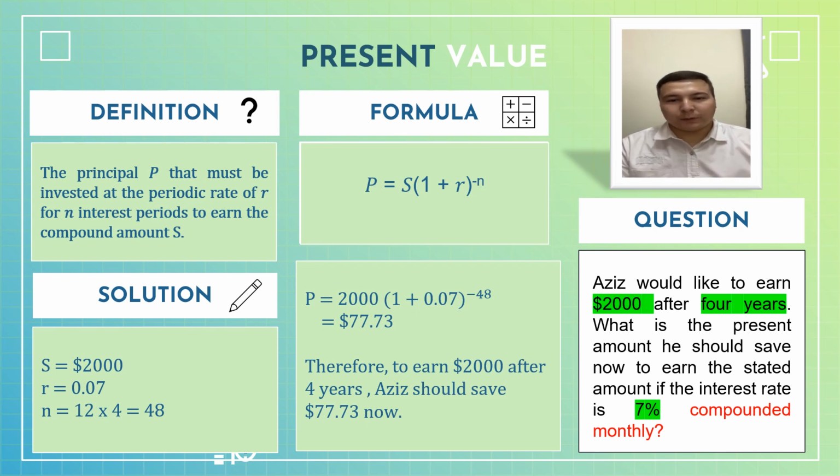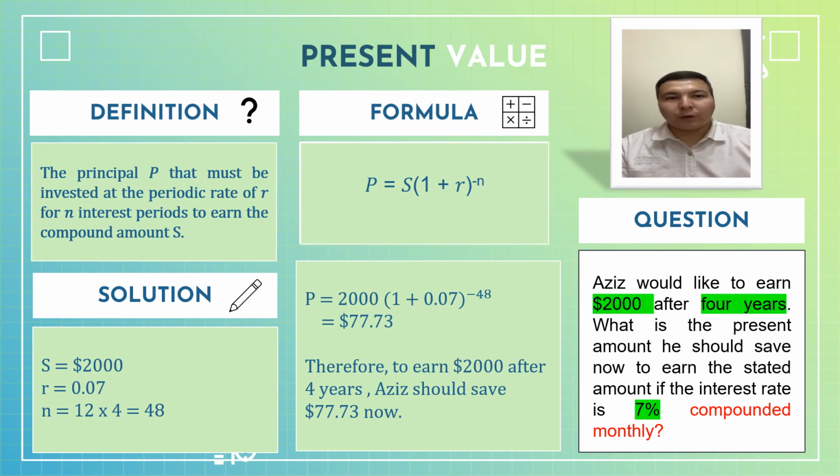Today I want to explain about present value. Present value is the principal P that must be invested at the periodic rate of R for n interest periods to earn the compound amount S. The formula is P equals S(1 + R) to the power of negative n.